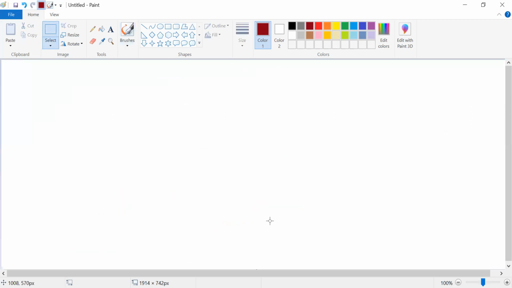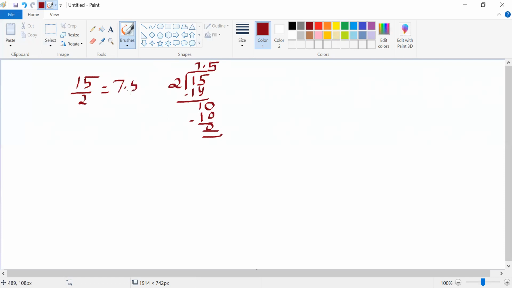Now, what will happen if the quotient itself is a decimal? For example, let us take 15 by 2. What is 15 by 2? Divide. 7 2s are 14. One remainder. Now put a 0 here and continue, with a decimal point there. 5 2s are 10. 0. So 15 by 2 is equal to 7.5. So the answer is decimal here.